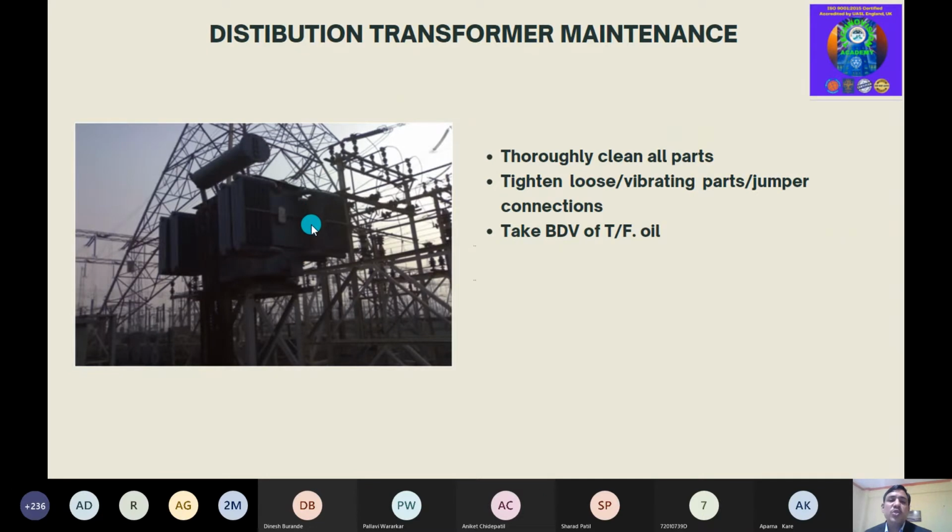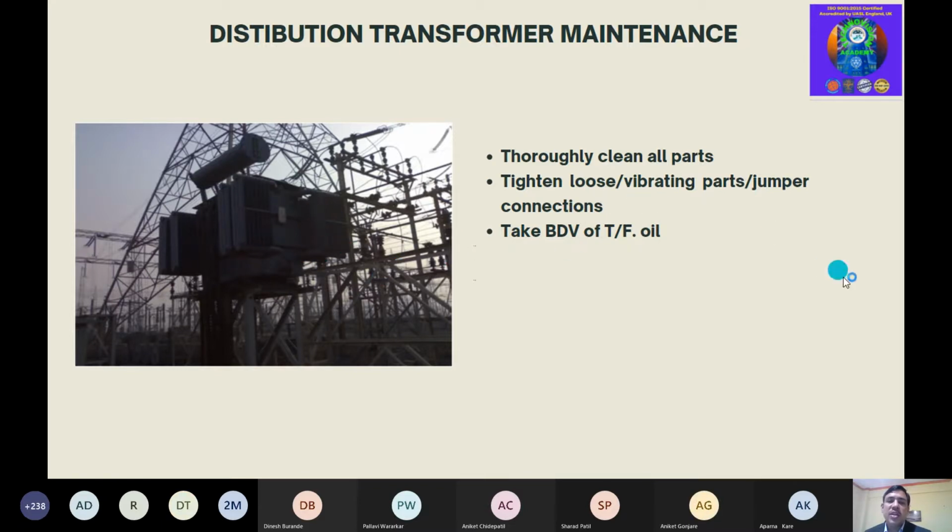Also, sometimes you have to check the quality of the oil. At least you should take the BDV, the breakdown voltage. Take a sample of this oil and check it with a BDV kit, a breakdown voltage kit. From that you will come to know the quality of the oil. Generally for power transformers we test the oil after a certain period, but for distribution transformers we never check, and it is costly also. But at least we can check the BDV, so that the healthiness of the transformer oil can be checked.